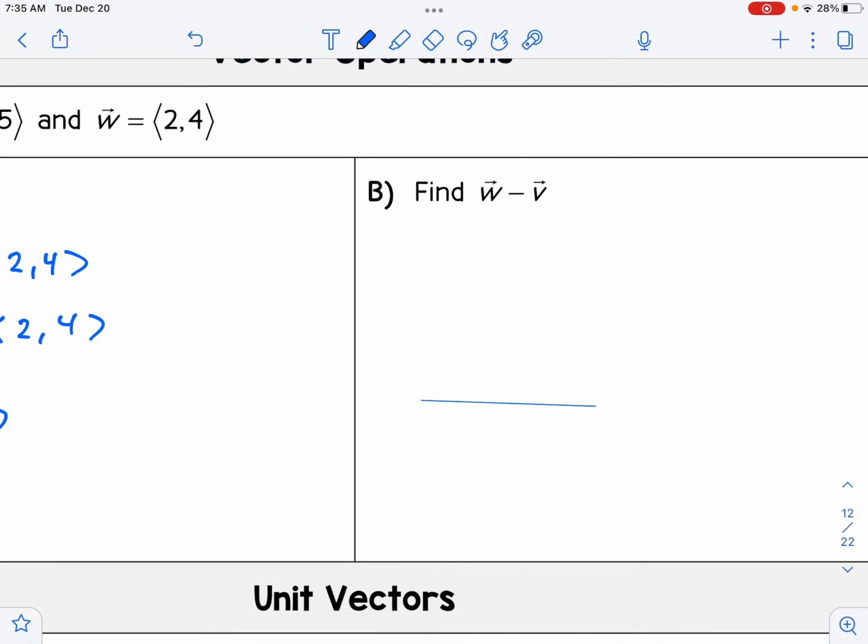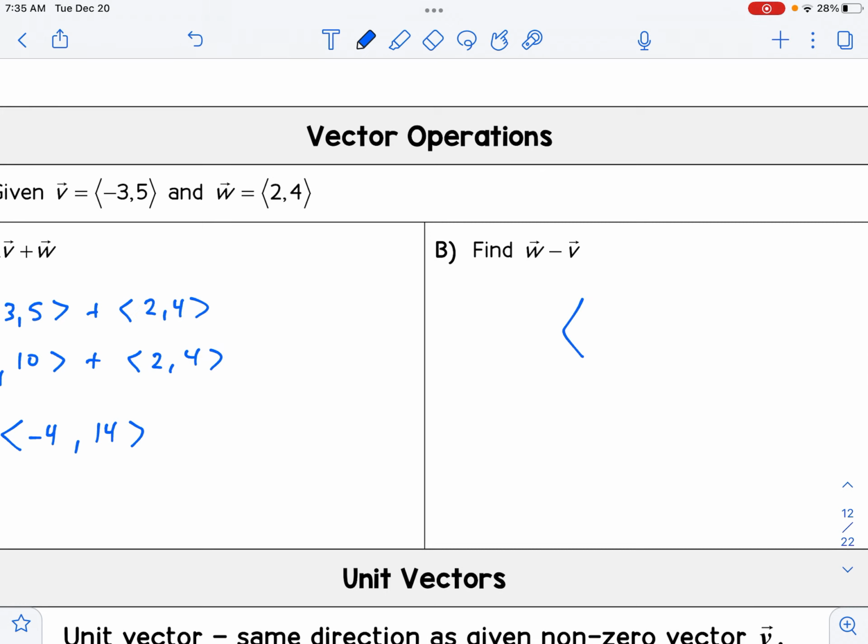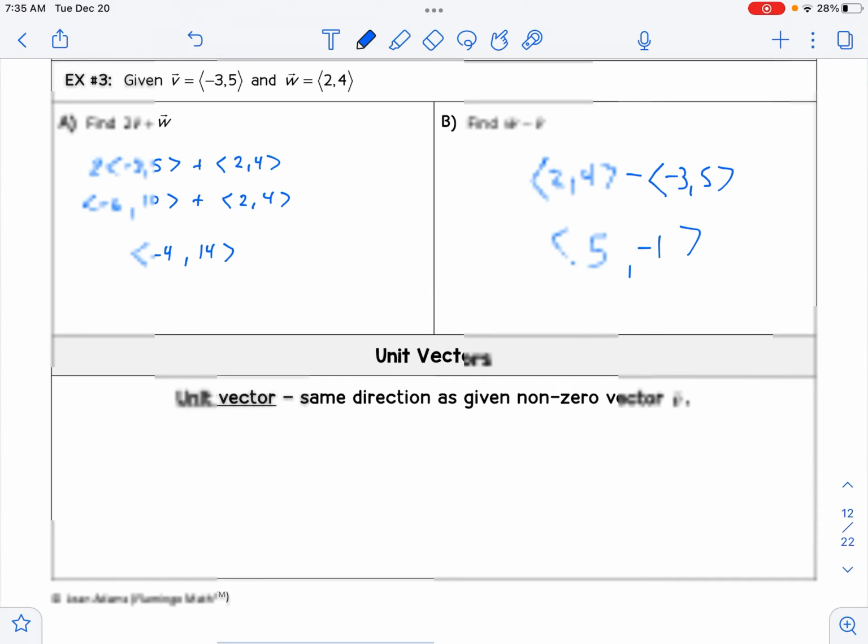All right, so let's see here. What do we got? W minus v. Okay, so if I have vector w, which is (2, 4), and then I have vector v, which is (-3, 5), I'm just going to subtract the similar terms. So the x terms go with the x terms. 2 minus negative 3 is 5. 4 minus 5 is negative 1. So my resultant vector would be (5, -1).